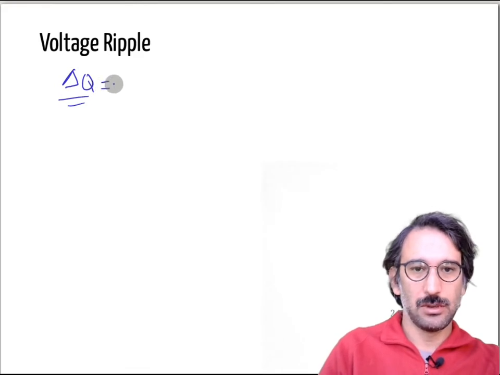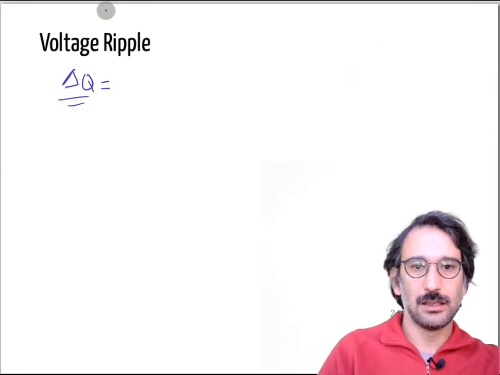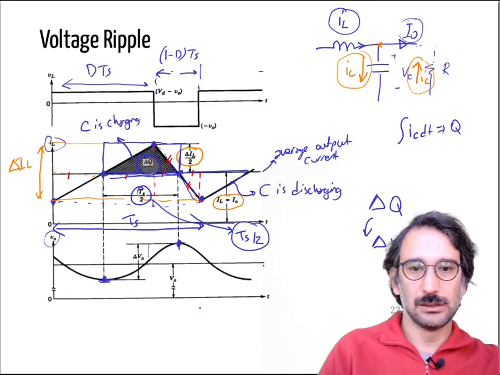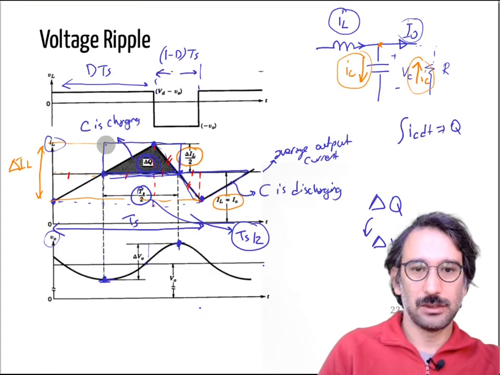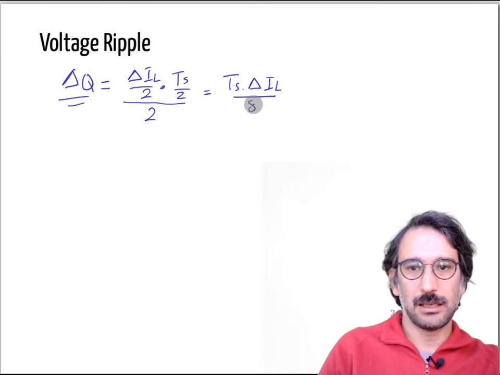So delta Q is equal to, what was it, delta IL over 2 times Ts over 2, and this was the area of the rectangle. I need the area of the triangle, half of that, so divided by 2. So that is equal to Ts times delta IL divided by 8.